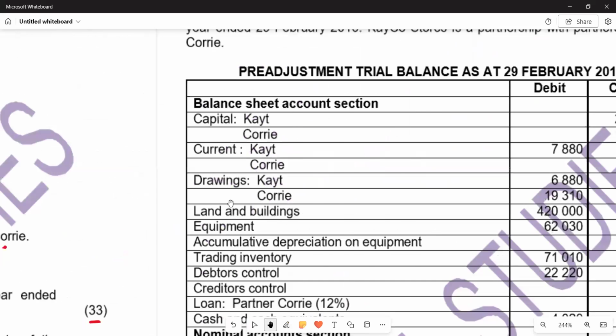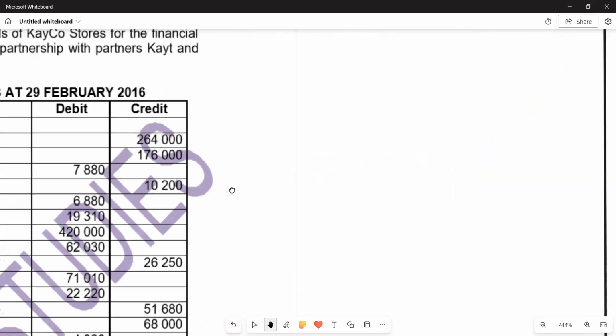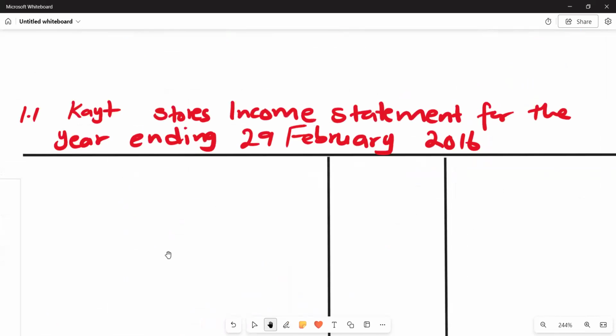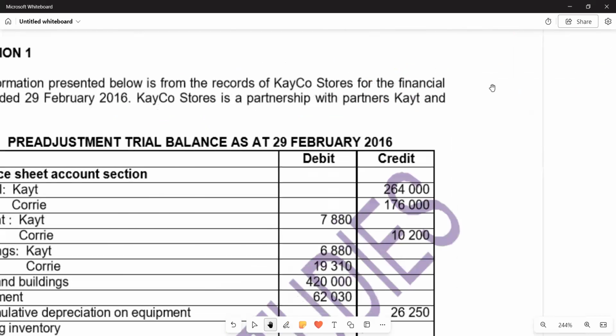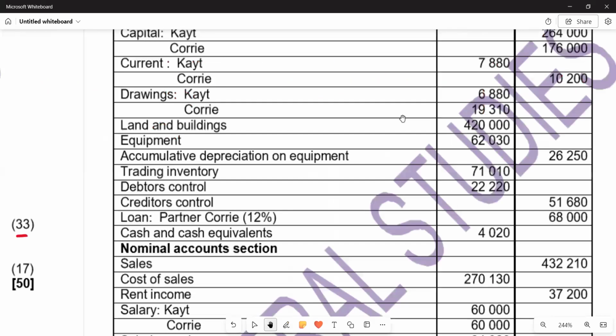If you go to our answer section, you see that we have a layout of the income statement. Obviously we are going to start with the figure for sales. So we can go to our question and try to see what figure for sales we have. We have 132,210 as our sales here. But having our figure for sales, you don't have to take it as it is.